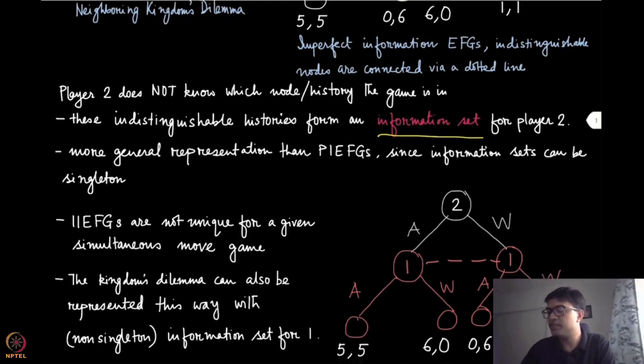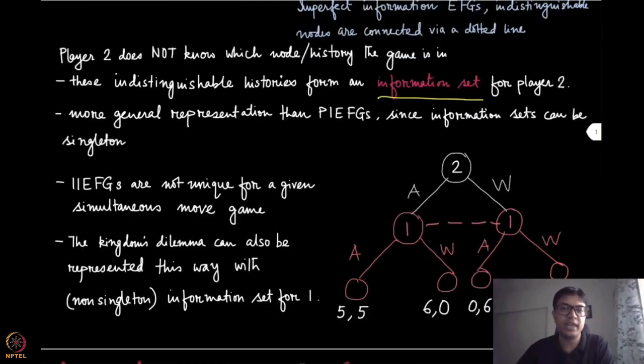However, for a specific normal form game, as in the case before, the IIEFG representation might not be unique. So for instance, the same game can be represented in a different way, where player 2 moves first, and now player 1 has an information set containing two non-terminal histories. So this will be I11.